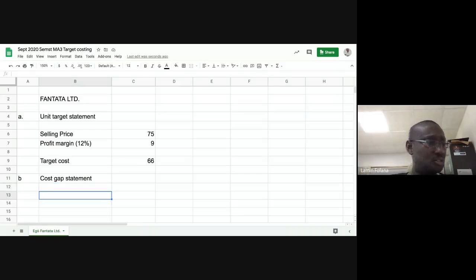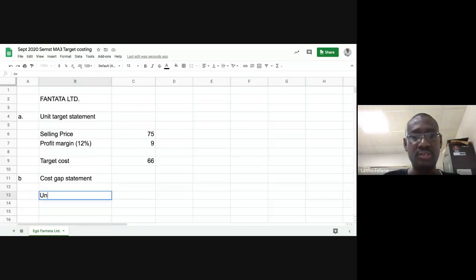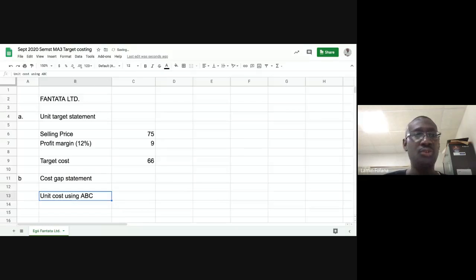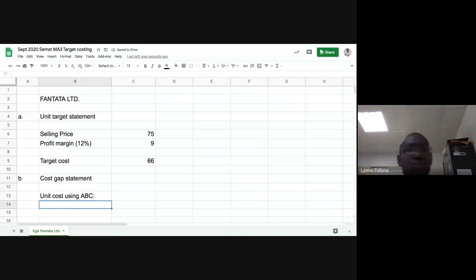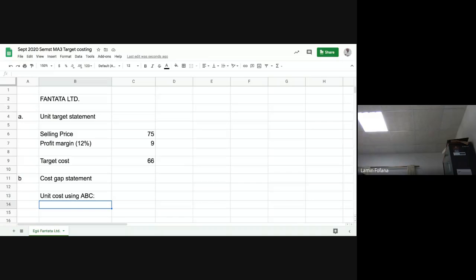So cost gap statement. What's the first thing that we need to do? We agreed that we have to do our unit cost according to our ABC. So we say unit cost using ABC. What is the first thing that should come here when we are calculating our unit cost using ABC? Direct materials. Excellent. So we look at the direct material first, and it's given in the question.